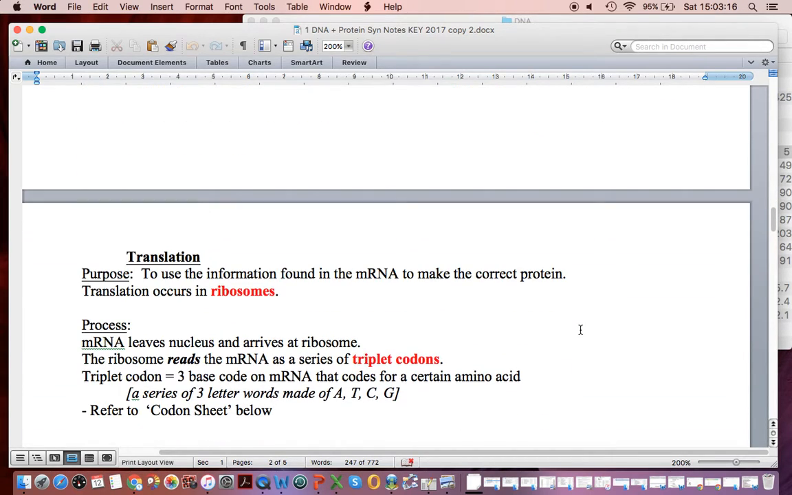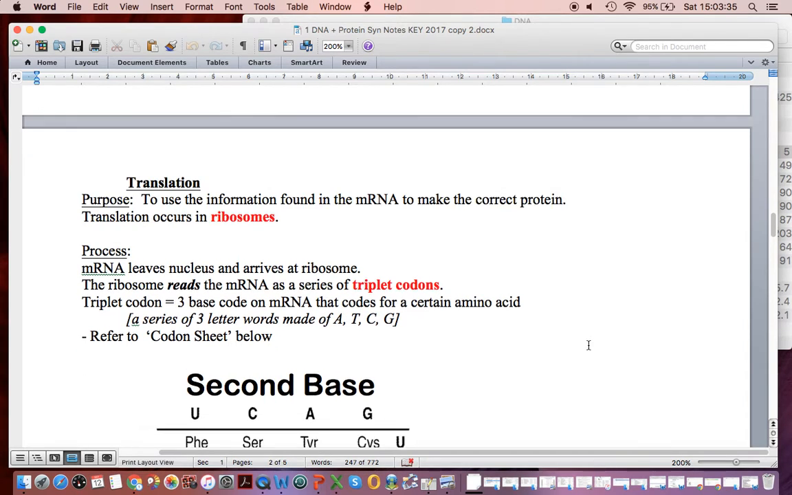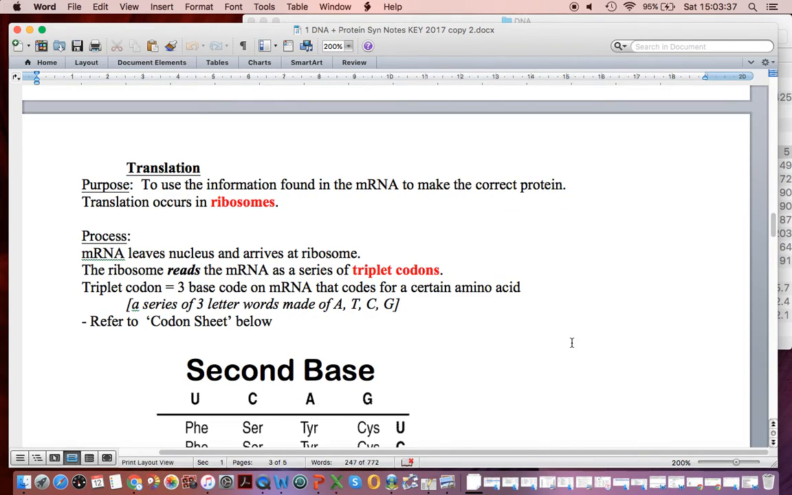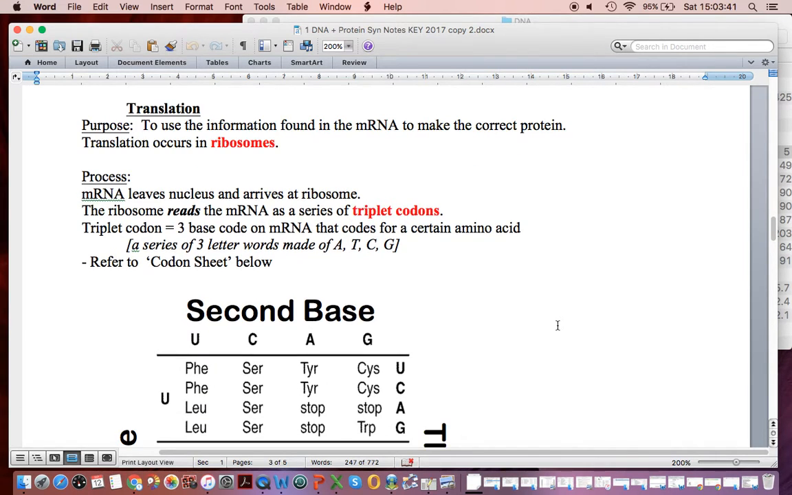Translation happens at the ribosomes. So now we're taking that information in the messenger RNA and we're going to translate it into proteins. The messenger RNA has left the nucleus, it's now at the ribosome. The ribosome reads the messenger RNA as a series of triplet codons. And you say, what does that mean? Well, it reads these A's, U's, C's, and G's three letters at a time.